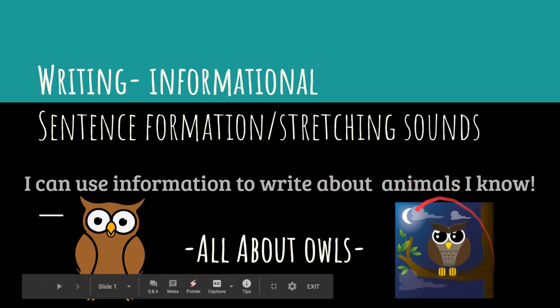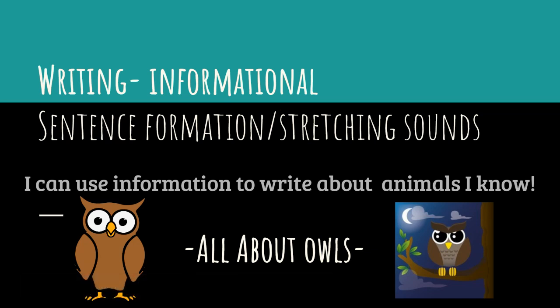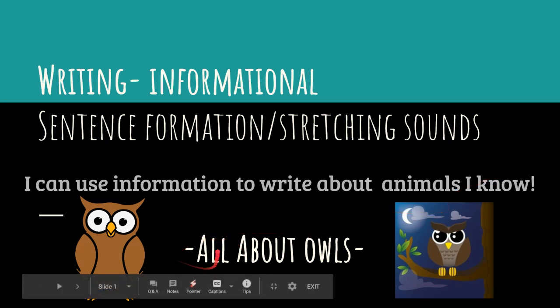And then we talked about all the new things that we learned about owls and what owls do, where they live, what they look like, what they eat. So we're going to use that information to write sentences today about owls so that we can teach our reader something. So let's start with our learning target. Repeat after me. I can use information to write about animals I know. Very good. Awesome job.